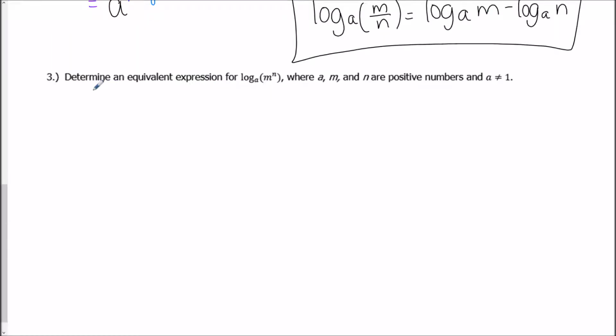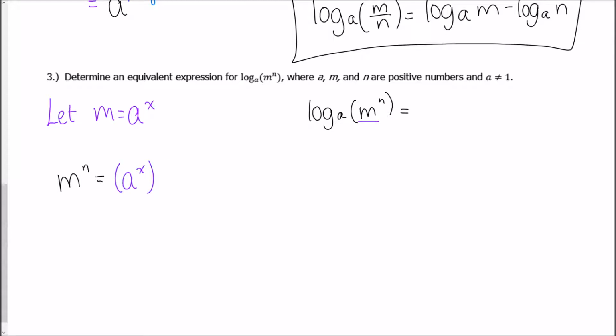All right, so question 3 says to determine an equivalent expression for log base a of m to the power of n, where a, m, and n are positive numbers and a is not equal to 1. So just like we did before, we're going to let m equal a to the power of x. Okay, but what we have inside of here is m to the power of n. So what this means here is I'm going to take a to the power of x and raise that to the power of n right here.